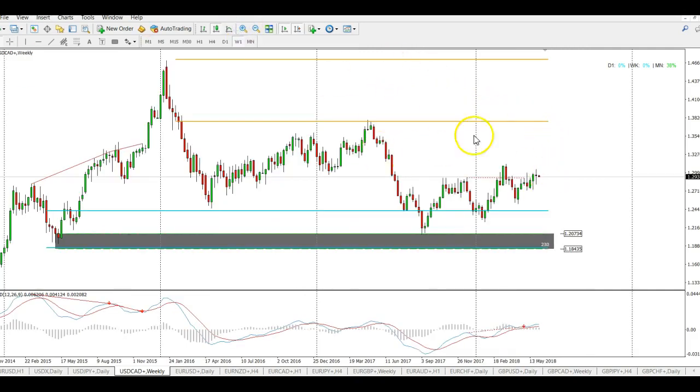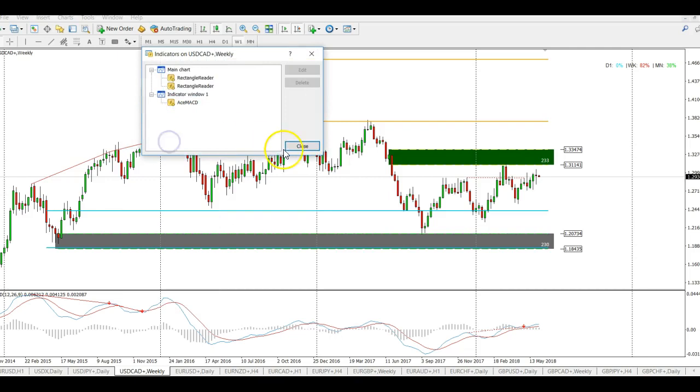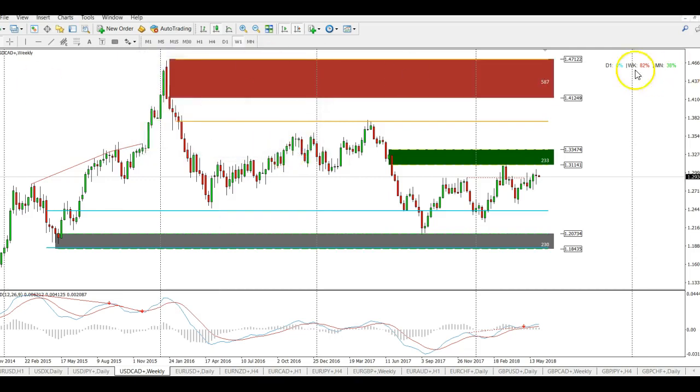USD CAD. Weekly area there, weekly area up here in the monthly. Okay, so CAD has just been going like a triangle pattern here. So it caused this reaction up here.